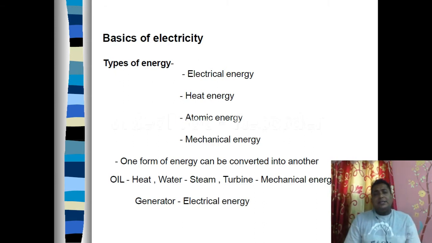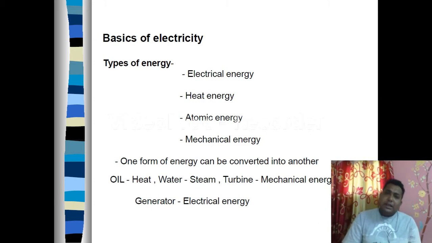So the first thing is the types of energy. What are the types of energy? Electrical energy, heat energy, atomic energy, mechanical energy. Heat energy can be converted into electrical energy, atomic energy can be converted into electrical energy, and mechanical energy can be converted into electrical energy. This is the process of energy conservation in our nature.